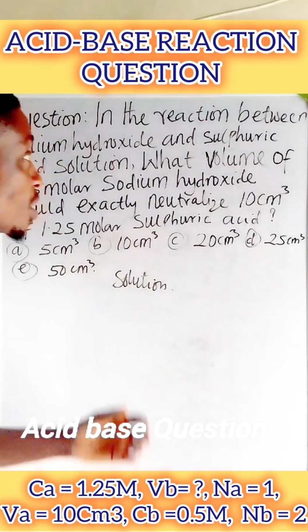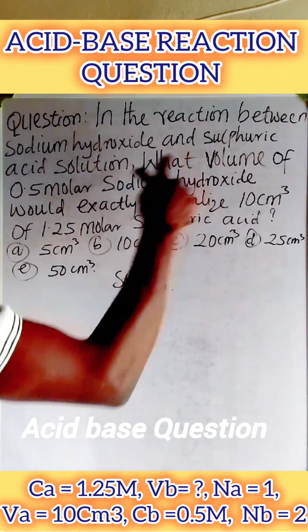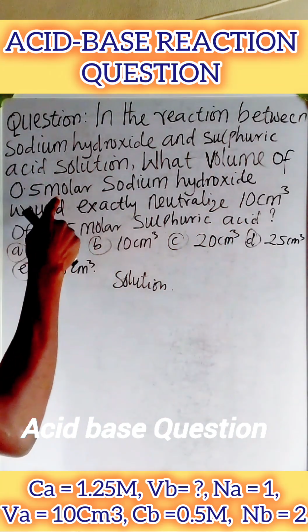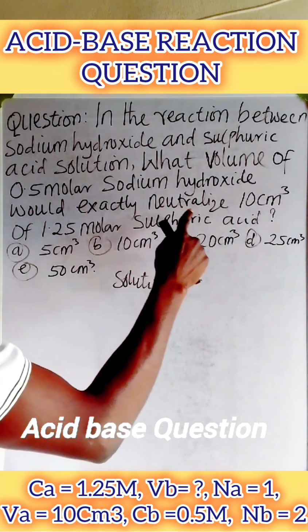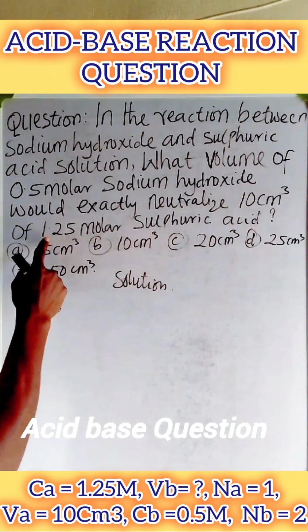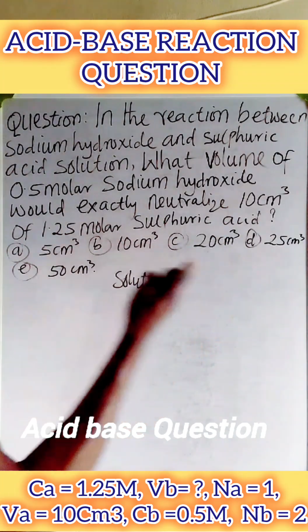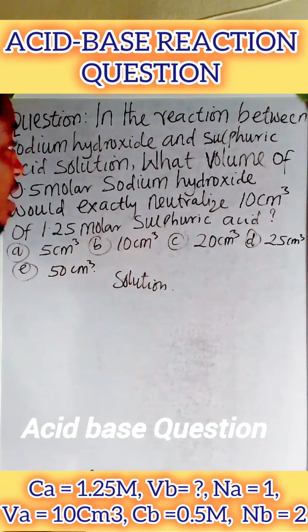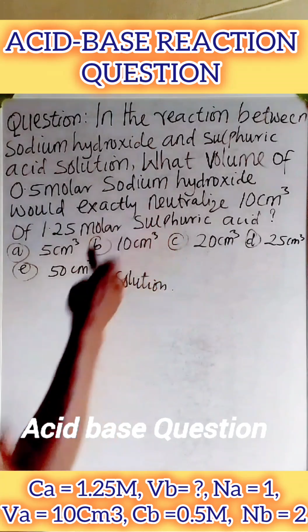Okay, so the question on the board says, in the reaction between sodium hydroxide and sulfuric acid, what volume of 0.5 molar sodium hydroxide would exactly neutralize 10 cm³ of 1.25 molar sulfuric acid? And the options are given. It is very simple.